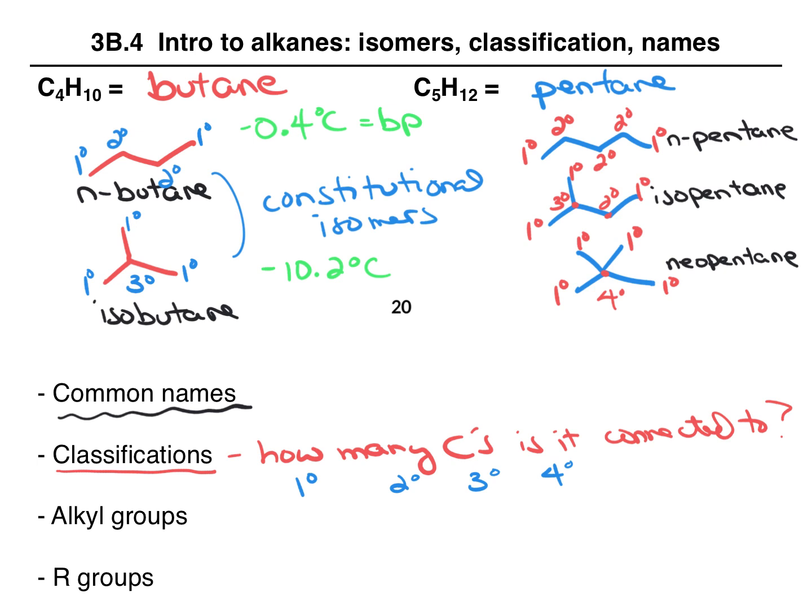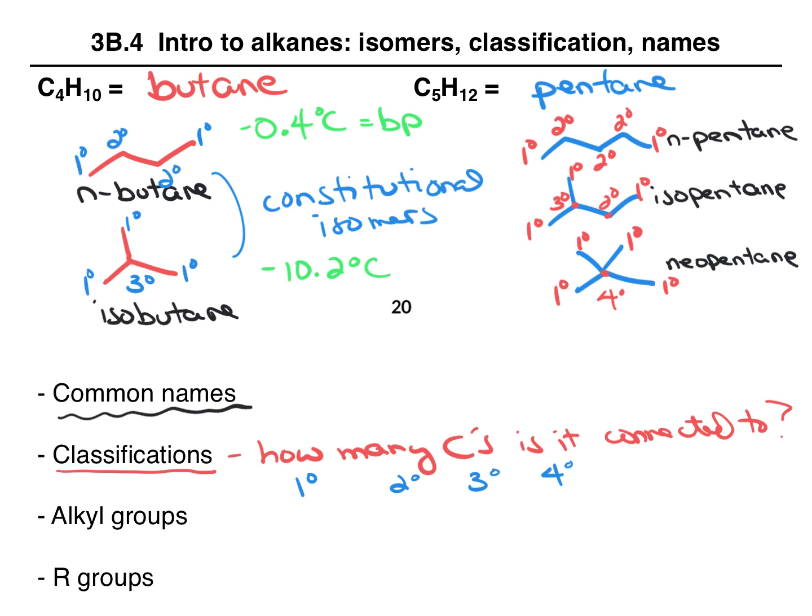Being able to classify carbons becomes important as we start to think about reactivity. We're going to find that functional groups connected to primary versus secondary versus tertiary carbons are going to react differently. They will react at a different rate, and in some cases they react by a different mechanism.